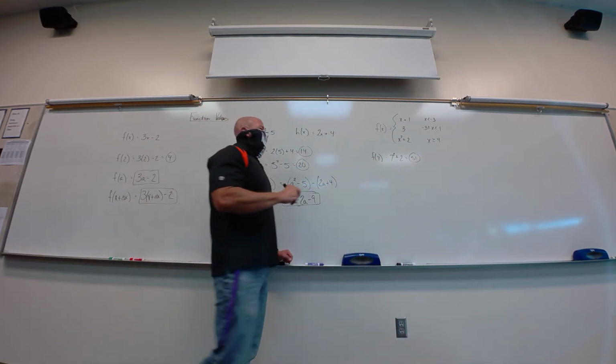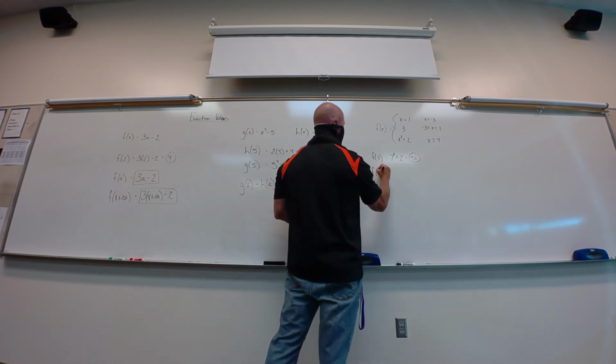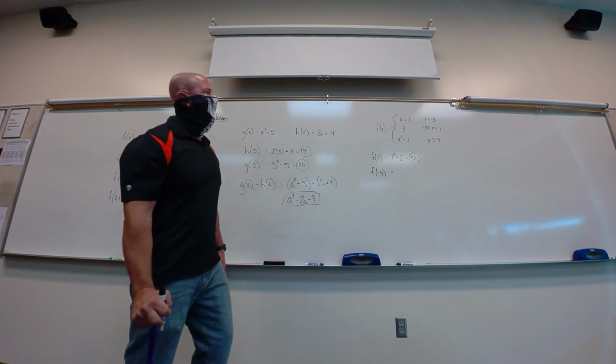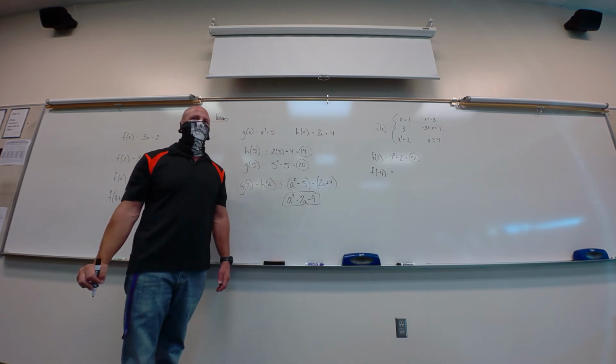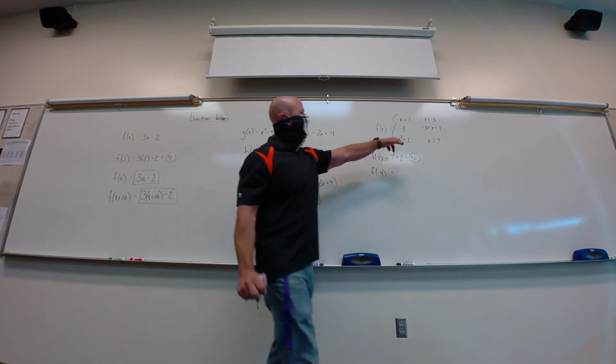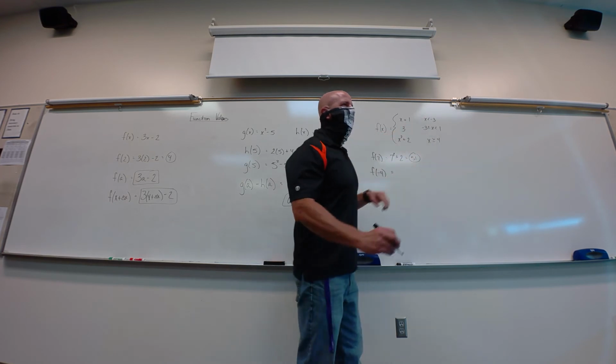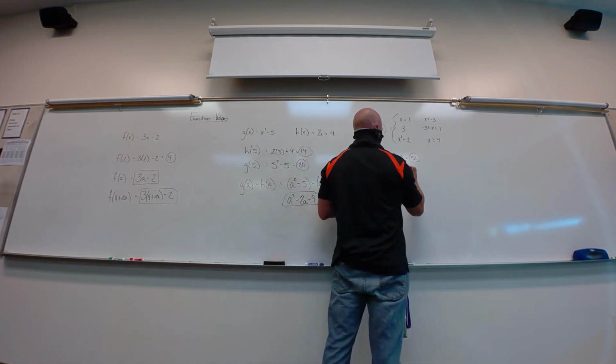Okay? So what about f of negative 4? Would it go in the top, middle, or bottom one? Top. Negative 4 is less than negative 3, right? So we're going to have negative 4 plus 1, negative 3.